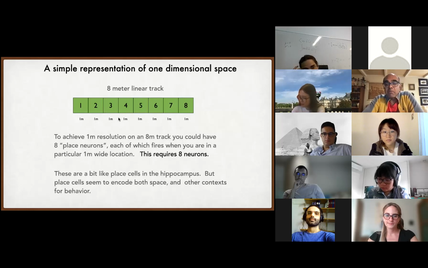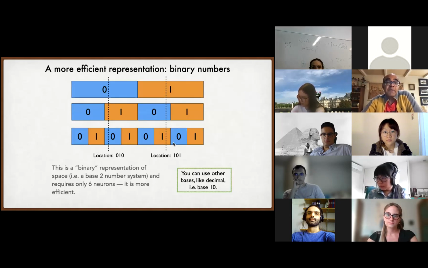And these are a bit like place cells in the hippocampus, but there's plenty of evidence now that place cells encode many things besides space. They encode context, goals, smells and sounds, and all kinds of things are involved in defining which place cells respond where. Okay, so suppose I sought a more efficient way of representing space per se. What would I do? Well, here's an idea.